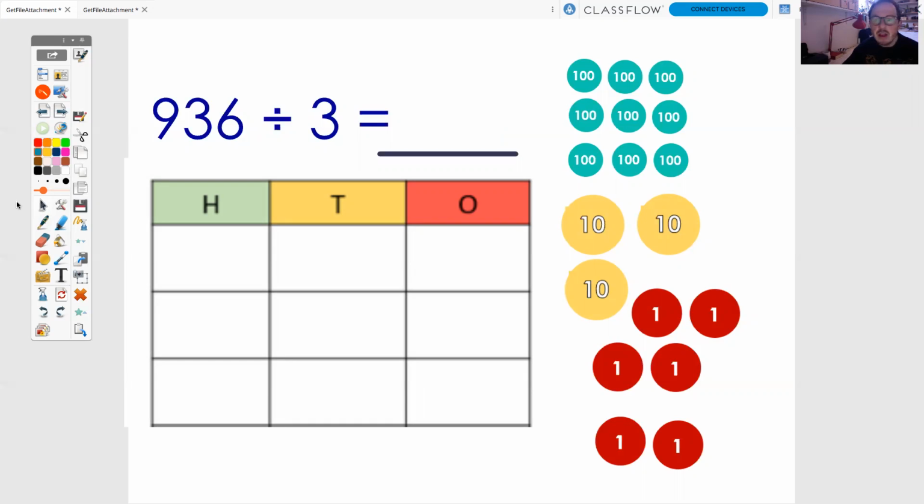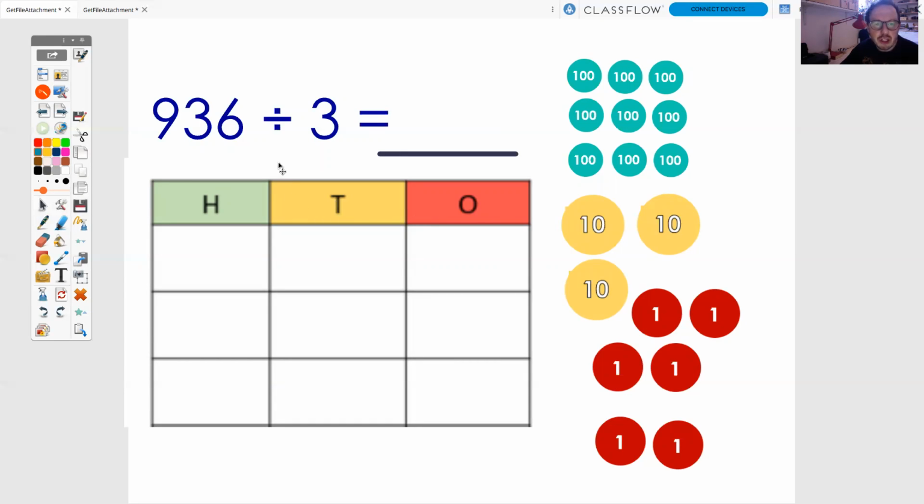936 divided by 3. And I've made 936, hopefully, accurately. You have a look and see if I've done it right. You can count it up as I'm talking. Hopefully I've got the counters ready to share out 936. Let's see. 1, 2, 3, 4, 5, 6, 7, 8, 9. 9 lots of 100, 3 lots of 10, 6 ones.